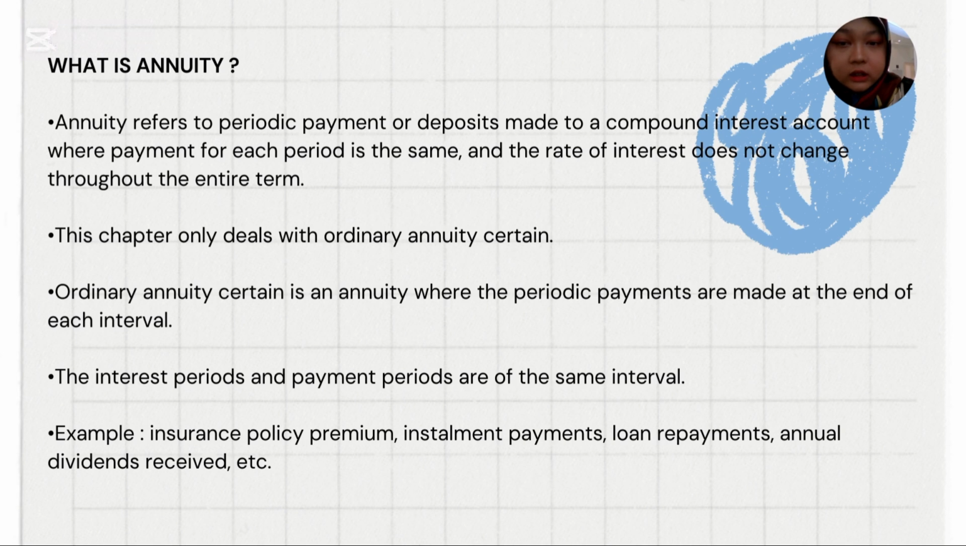In an ordinary annuity certain, the periodic payments are made at the end of each interval. The interest period and payment period are of the same interval. Examples are insurance policy premiums, installment payments, loan repayments, annual dividends received, and others.